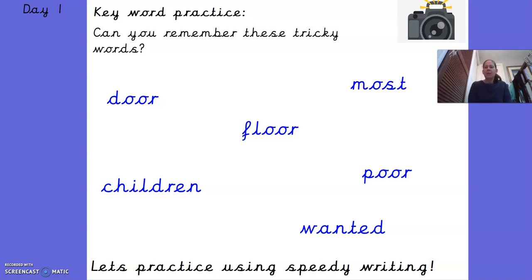We're going to start with some keyword practice. So, can you remember these tricky words? We have got door, floor, most, poor, children and wanted.